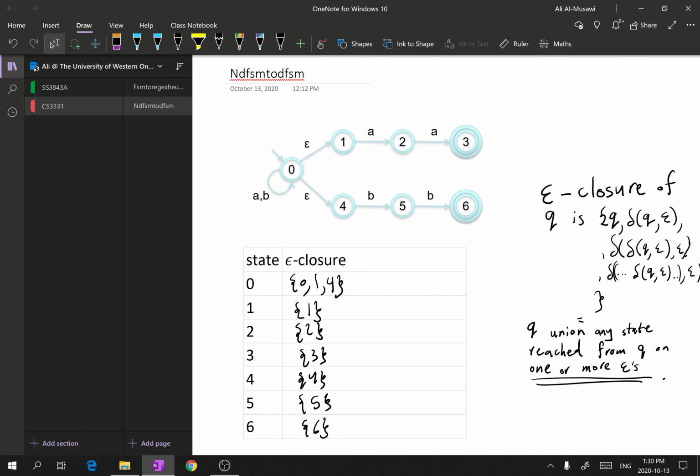Hello there. So in this tutorial, I'm going to cover the NFSM to DFSM algorithm. This was covered in the slides, so we will see that we have the same answer. That's why I picked this one.